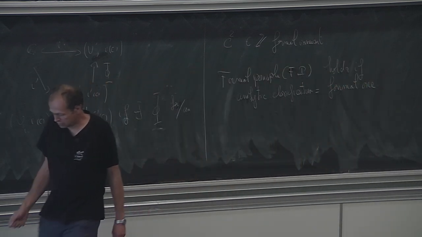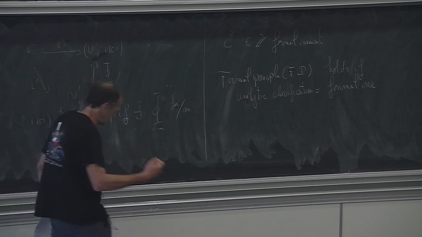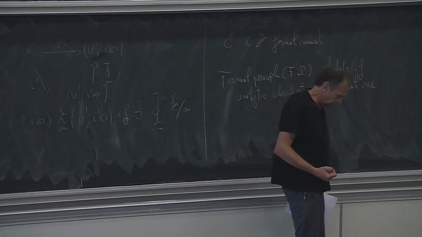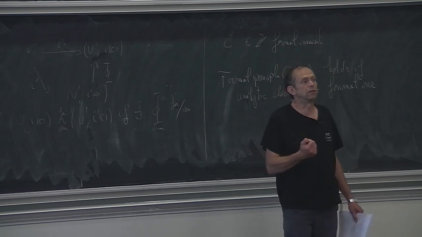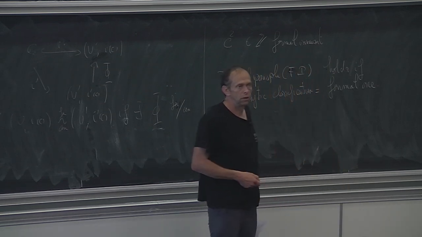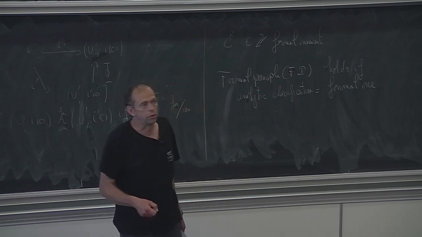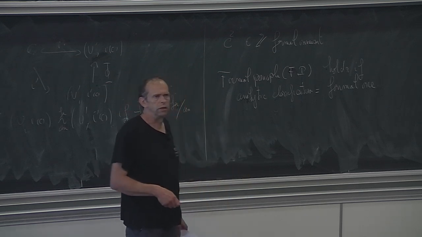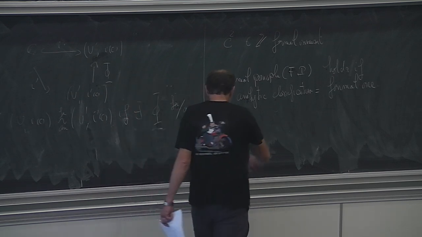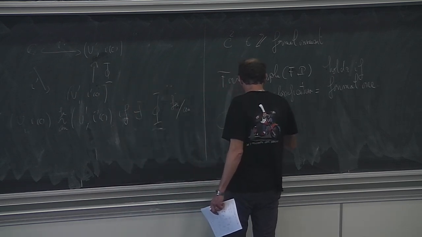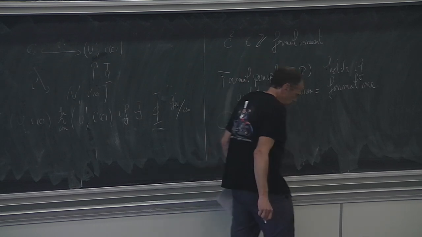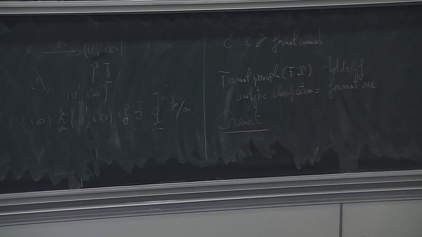That is, there exists a simple criterion which ensures that there is an analytical equivalence whenever there is a formal one. And in fact, there is a simple criterion which has been provided by Grauert, which says that this holds whenever we deal with non-zero type curves, that is, curves with non-vanishing self-intersections.